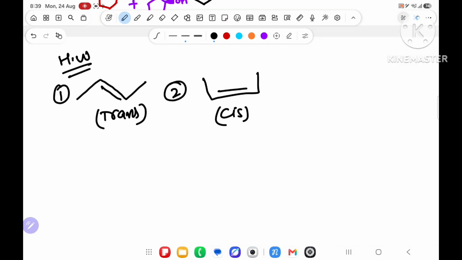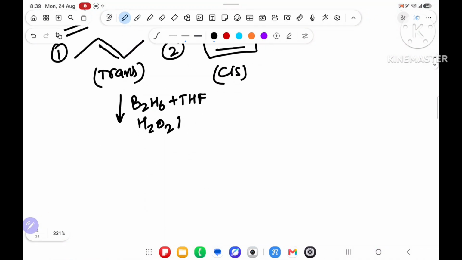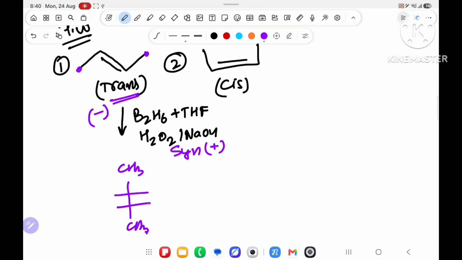So everyone will try this and try to understand what I am trying to say and how is the one answer I will give. Suppose I will react with B2H6 in presence of THF and H2O2 in presence of NaOH. What you will say? Sir, over here CH3, this carbon, after that this carbon on the bottom CH3, it will do syn addition. Trans is negative, syn is positive, positive negative will become negative.